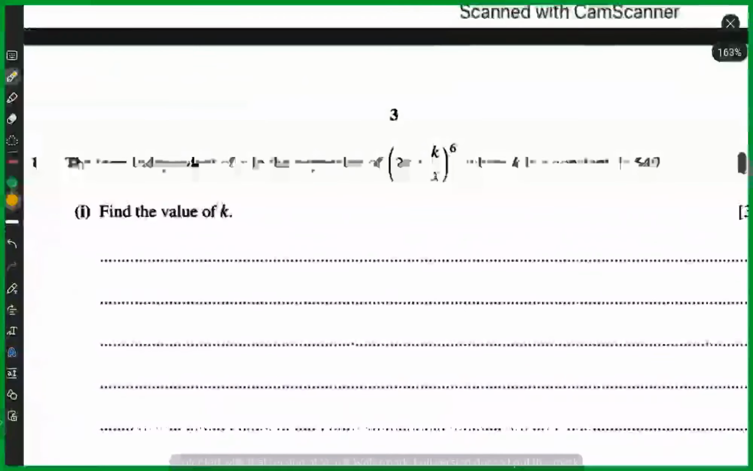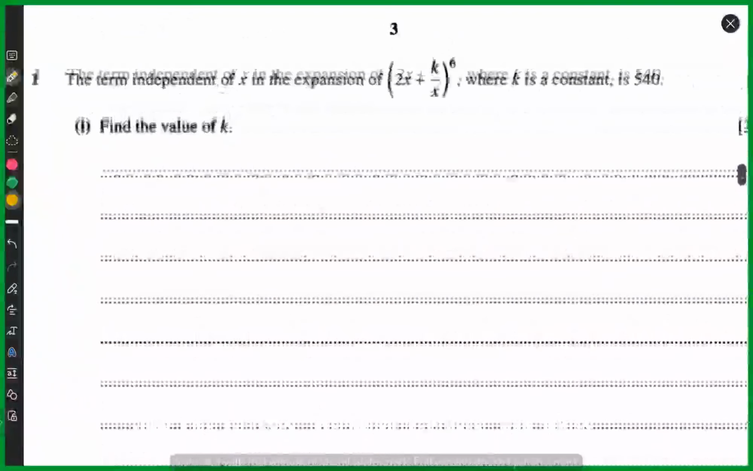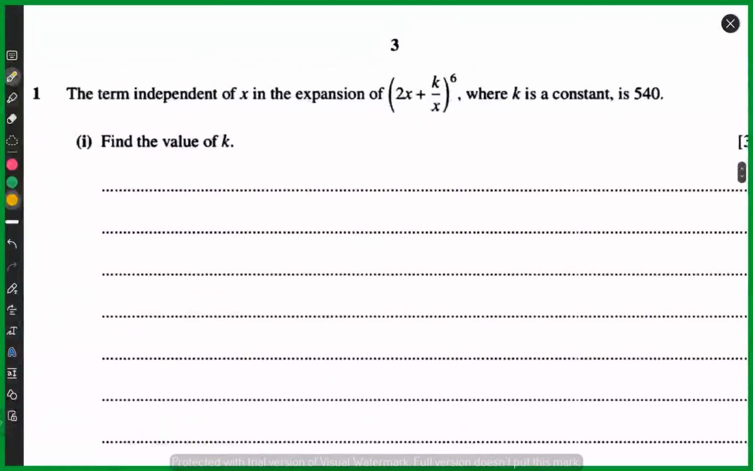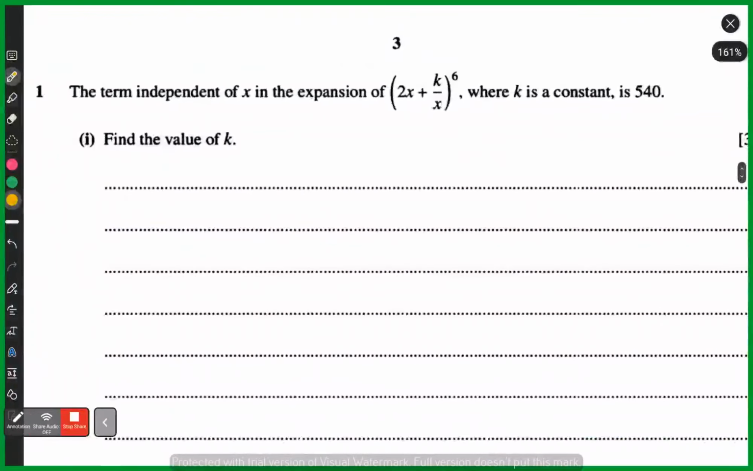Okay, again, this is the first question. And this is the exam. You can just note this. All right. Okay. And it is question number 1. So it's a 3-mark question again, and it says, the term independent of x in the expansion of this, where k is a constant, is 540. Find the value of k.